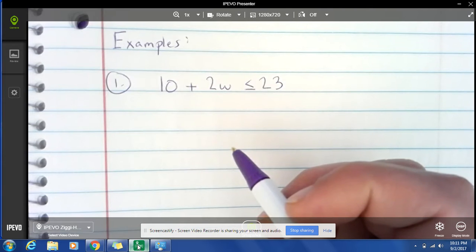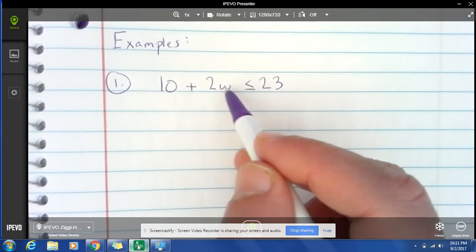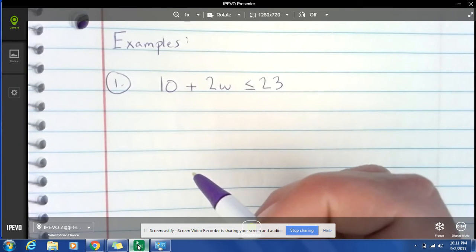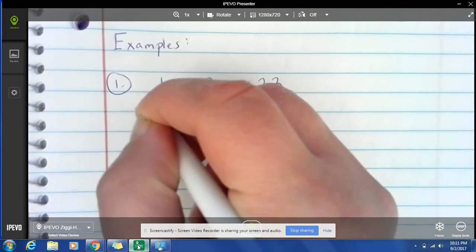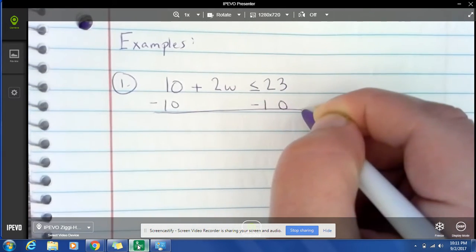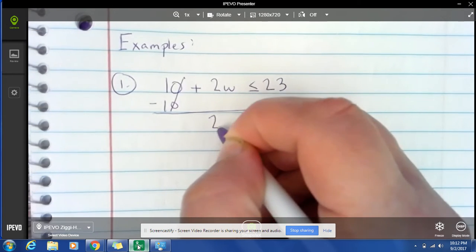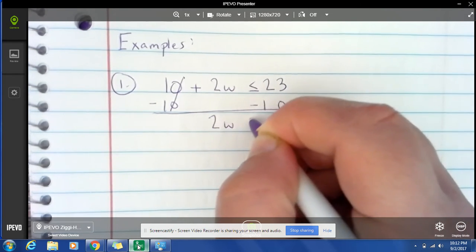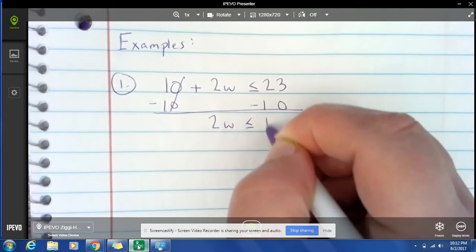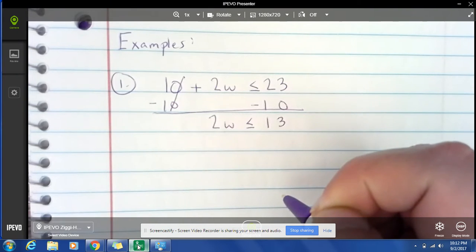Okay, so next we look at, is there anything being added or subtracted to the variable? So here's the variable. Oh, we got a 10 being added to it. So how do we get rid of that 10? Very good. We're going to subtract 10 from here and 10 from here. So no more 10s, that is. And 2W is less than or equal to 13. All right.